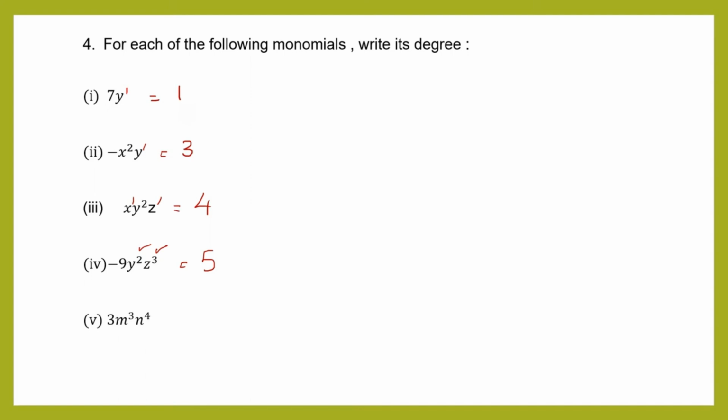Question 5. 3 plus 4 is 7. So I'm counting the powers. That's 7. Question 6. p, q and r have powers. So 2 plus 3 is 5. 5 plus 4 is 9.